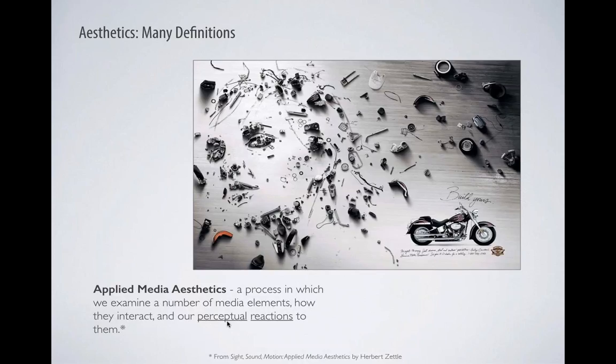So in the definition, it says a process in which we examine a number of media elements, how they interact, and our perceptual reactions to them. So by media elements, we're going to be talking about things like the subjects that you're showing in your imagery, the verbal message that you're conveying, either through text or through actual audio recording. The use of color is a big part of this, and we'll explore that in week 2, especially in how that's used in advertising and cinema to influence emotion.